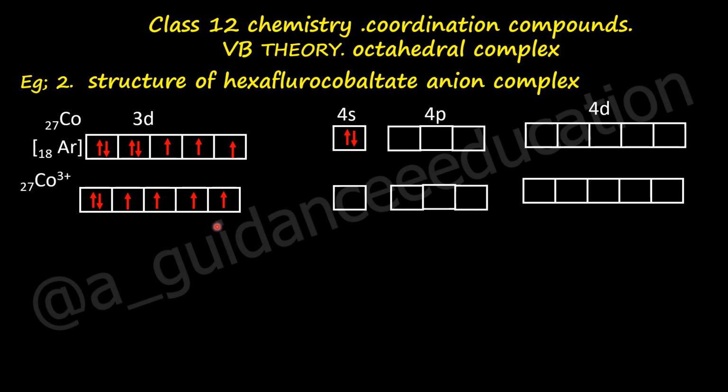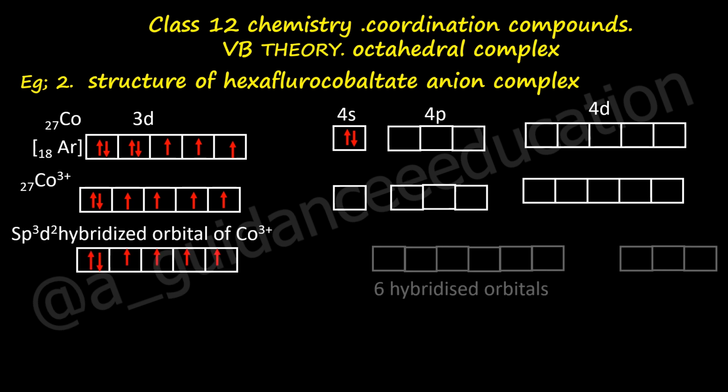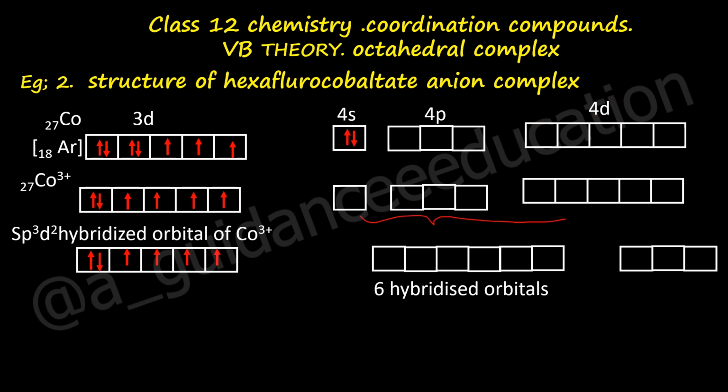In order to accommodate 6 fluoride ions, hybridization takes place and 6 degenerate orbitals are newly formed. The type of hybridization is sp3d2 hybridization. Hybridization takes place in the central metal atom. The single 4s orbital, the 3 4p orbitals and 2 of the 4d outer orbitals get hybridized to form 6 hybridized orbitals. That is what I have shown there, and 3 of the d orbitals remain separate.